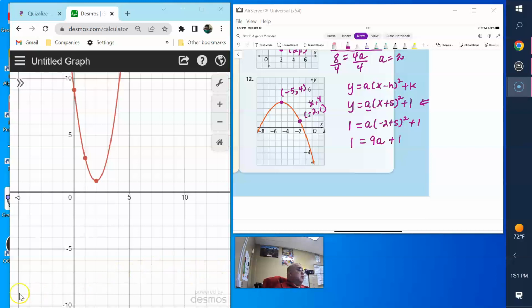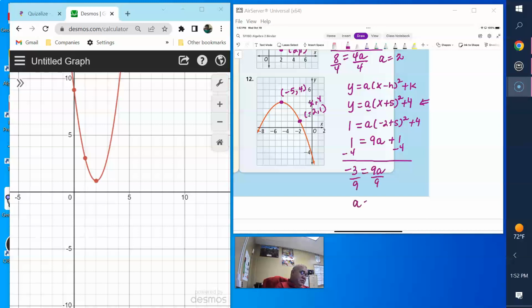And I'm going to go ahead and stop. I did stop because I noticed that this is 4. This is 4. So I'm going to subtract 4. I'm going to subtract 4. So 1 minus 4 is negative 3 equals 9a. Divided by 9.